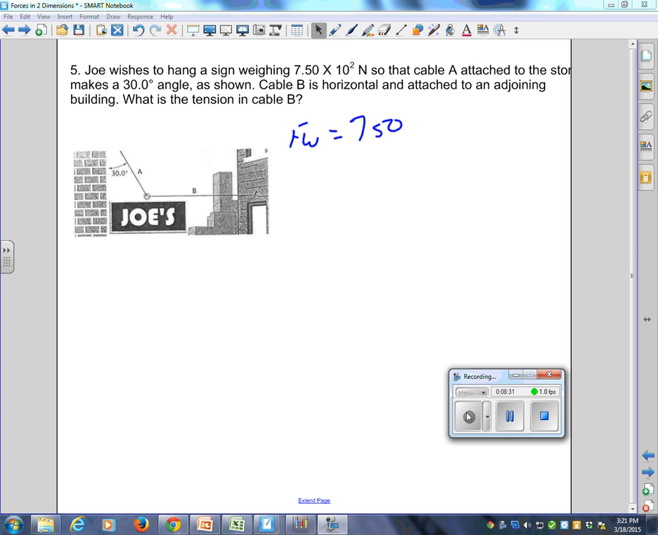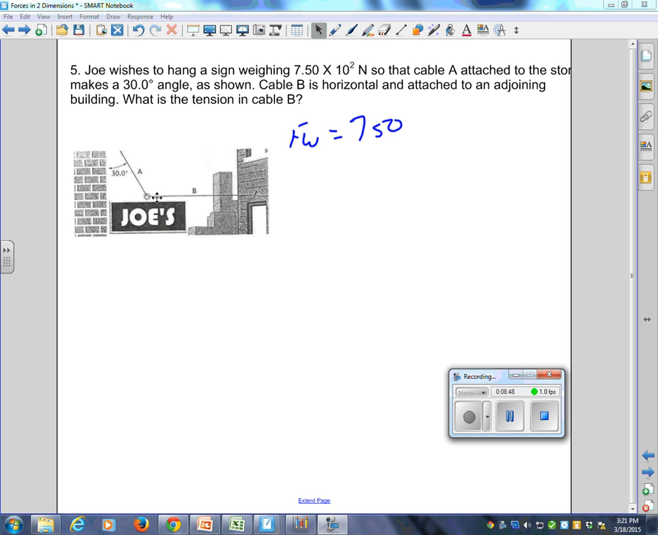So we've got 750 newtons of weight force. We've got a 30-degree angle. Which cable is holding the sign up? A. What does B do? Just kind of sits there. Well, if the wind starts blowing, maybe it'll stop. You don't often see this kind of thing, right?